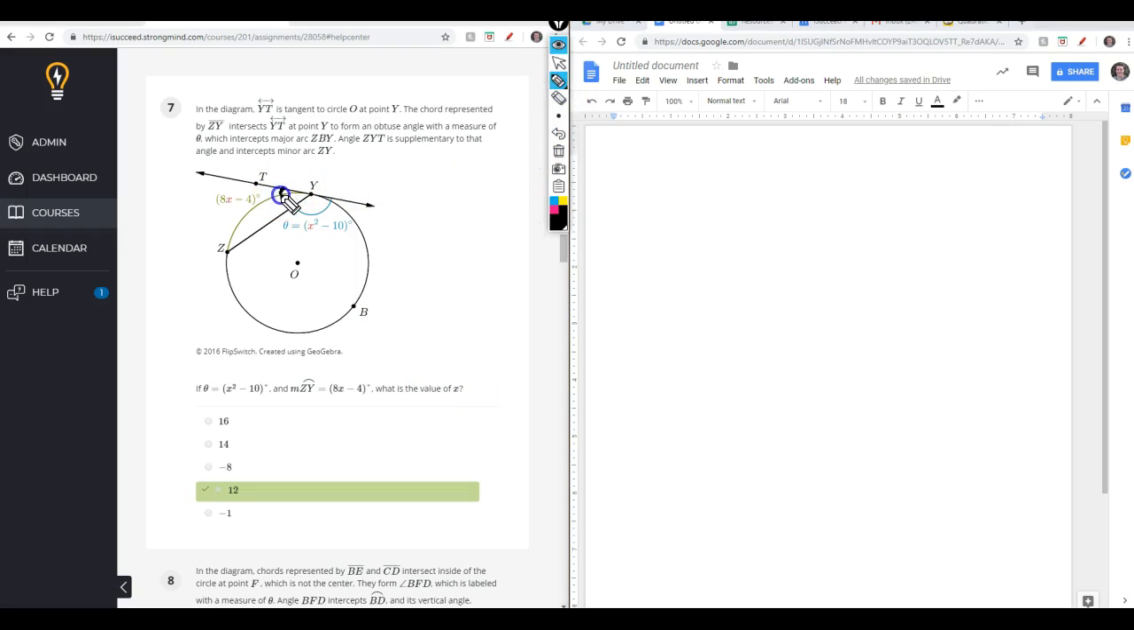So we know that this angle, sorry, wrong angle. We know that this angle is going to be half of this arc length right here. And the reason why that's useful is because we know that this portion of the circle, arc length is 8x minus 4, and we know that all the way around a circle is 360 degrees, so we can actually write an equation.